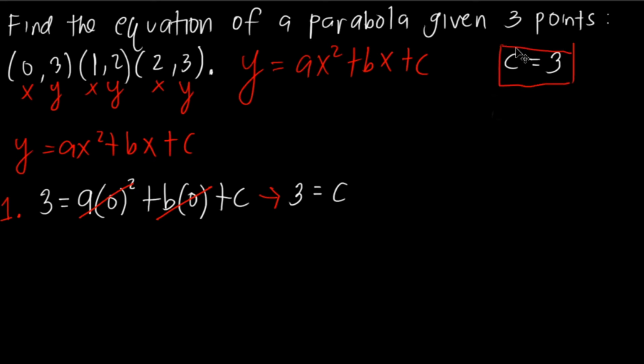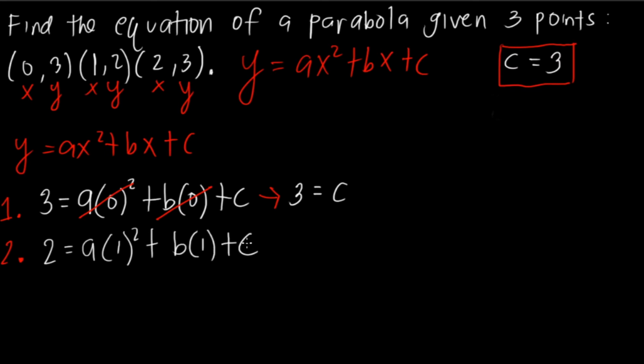Okay? Which means, dalawa na lang ang kailangan hanapin: value ni a and value ni b. So, number 2. Ito naman pangalawa, yung (1, 2). So, ibig sabihin, lahat ng x palitan natin ng 1, lahat ng y palitan natin ng 2. Okay, so ito, susundan yung format. Y ay magiging 2 equals ax squared. So, yung x nga daw papalitan naman ng 1, plus bx, so magiging b times 1 and then plus c.